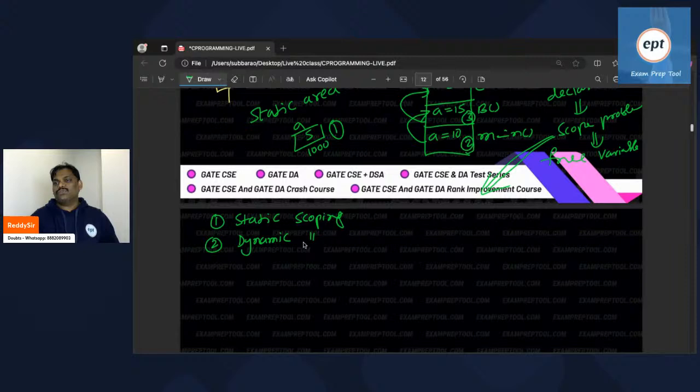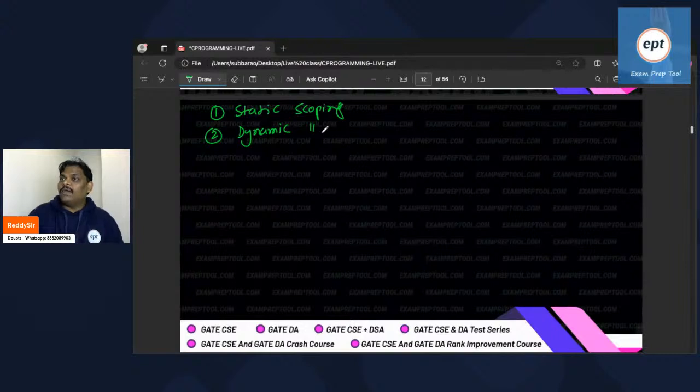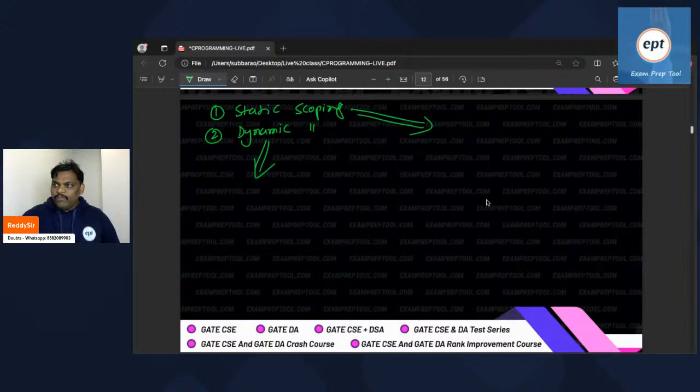Static scoping, dynamic scoping. Some people are asking, okay Reddy sir, whatever you are saying is perfect, now according to static scoping, what will be the answer, sir? And according to dynamic scoping, what is the solution? You are saying the problem is scope problem and there are two solutions, static scoping and dynamic scoping. Static scoping, what is the answer? Dynamic scoping, what is the answer? We'll see now.